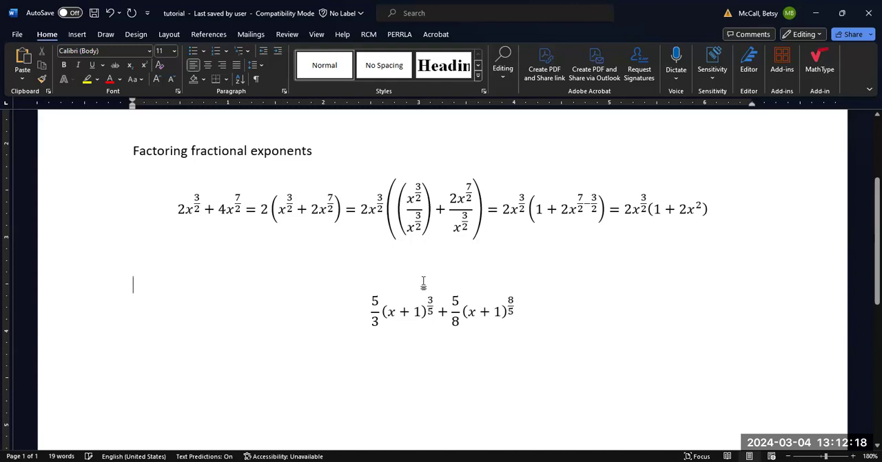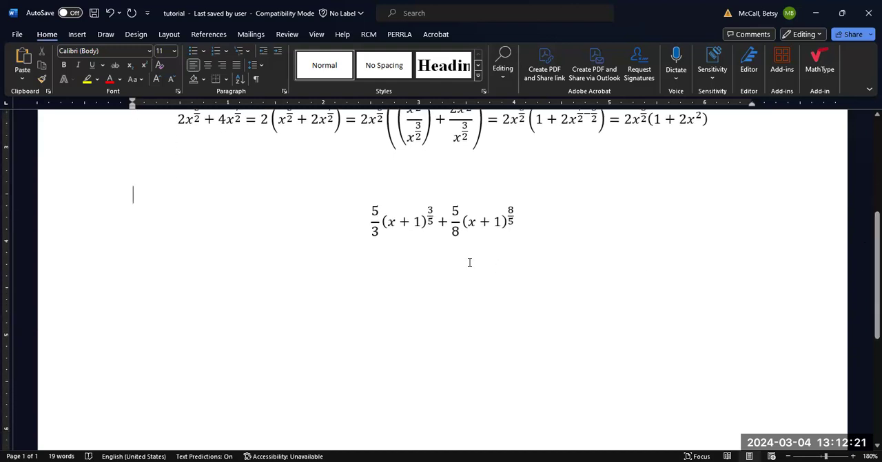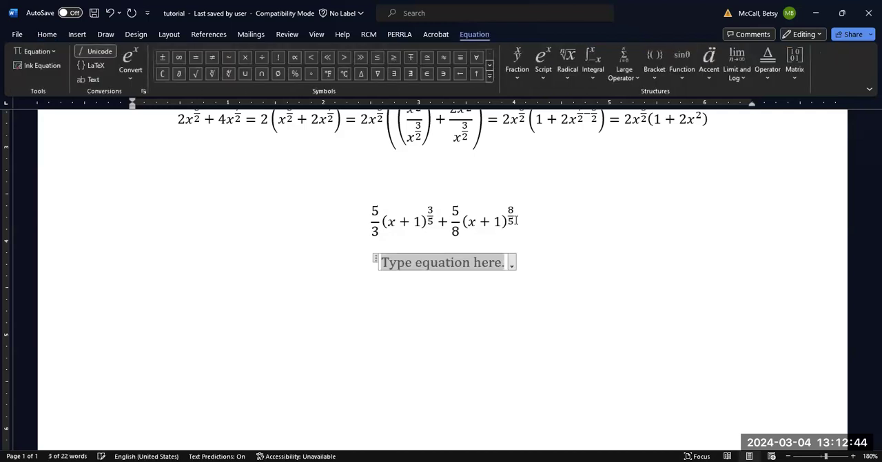Now for our second example, we have expressions that have a little bit more complexity to them. We have x plus 1 raised to the crazy exponent and x plus 1 raised to another crazy exponent. And our coefficients are fractions. So that makes things a little bit more complicated. Now, in this case, what we can do is we do have a common coefficient, which is the 5. We can factor that out. And the other thing that we can do is, again, we can take out the expression that has the smaller exponent.